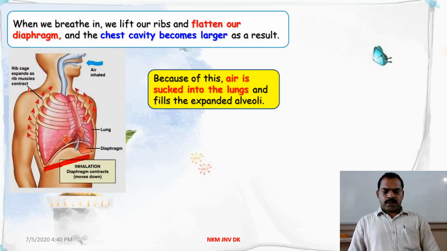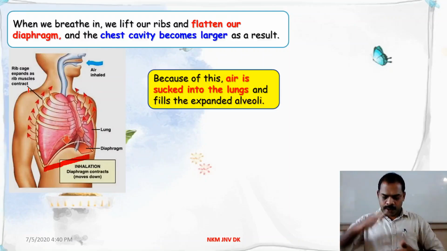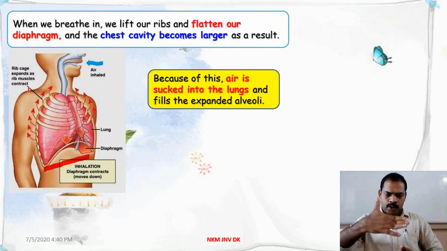Breathe out. So what is happening during a forceful breathing out to the rib cage? The rib cage is coming opposite to that. What happened? Back and down. And the diaphragm goes back to its normal state, up.